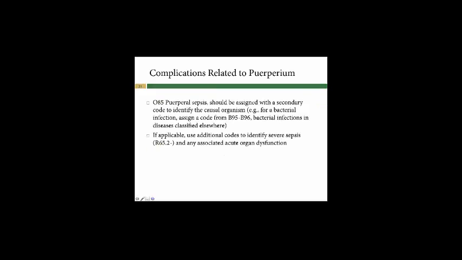Complications related to the post-antenatal period, to the postnatal period, we have sepsis here, and we're going to assign that a second code when we know the organism. And if it's severe sepsis, there's a code from the Signs and Symptoms chapter, R65.